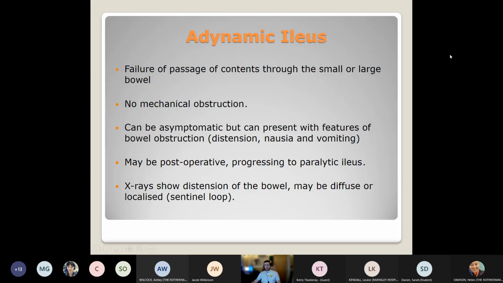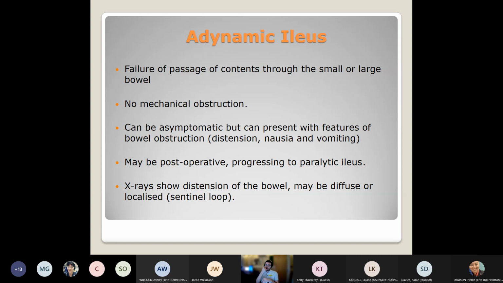But then to confuse the issue, we've got this thing called adynamic ileus. This is where, for whatever reason, the bowel has gone into shock and it's stopped working properly. So that's not secondary to a mechanical obstruction. Usually that's secondary to some surgery or some adjacent pathology, and the bowel has said, oh, I don't like this, I'm going to shut down. And that can be for a day, a couple of days, and that specific section of bowel will not work properly.